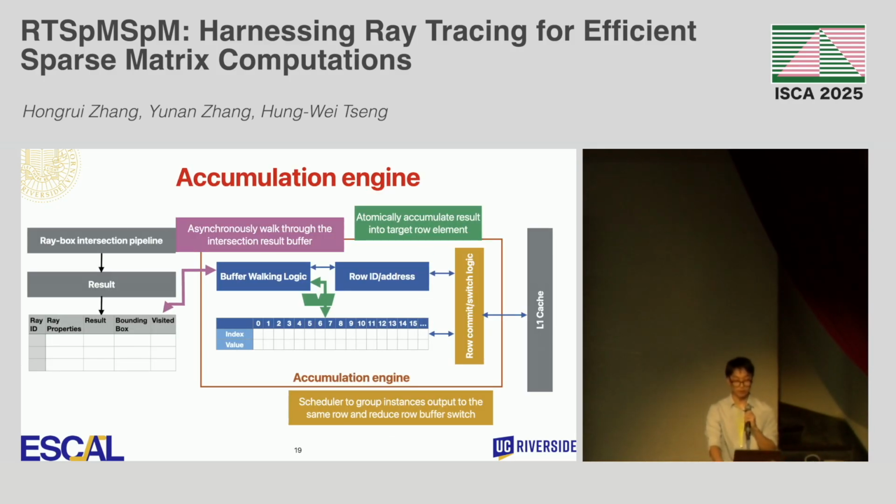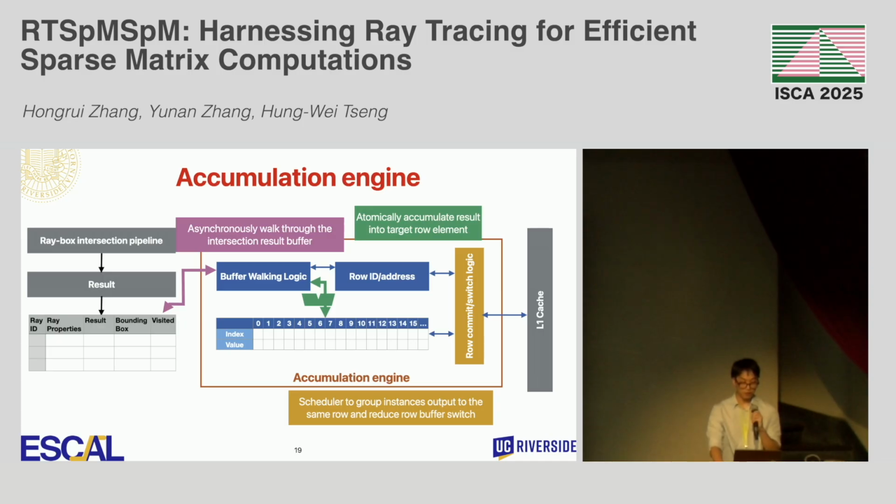Now for the accumulation process, RT+SPM-SPM uses a dedicated accumulation engine. To simplify the design of the accumulation unit, we restrict the accumulation engine to accumulate results in a buffer for a single row during a window period of time. The hardware accumulation engine asynchronously accumulates the results from the output queue of RayBox 2D. This manages current results via hashing and performs atomic commits to memory.